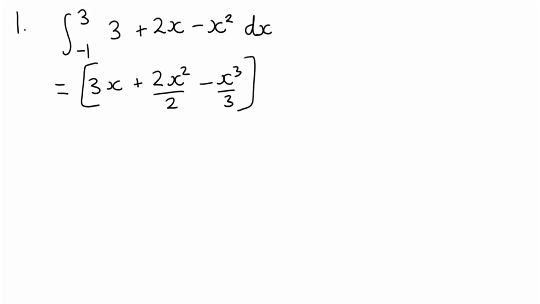Okay, so we get 3x plus 2x squared over 2 minus x cubed over 3. Make sure you don't put your integral sign in when you've already integrated. It should be a square bracket. And then just tidy up where possible so we can make that just an x squared.